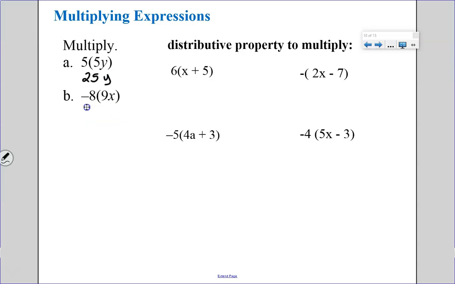In this one, negative 8 times 9, and remember when you multiply a negative number times a positive number, you're going to get a negative answer. Well, 8 times 9 is 72, and just carry over the x. Now, this pattern is called the distributive property.